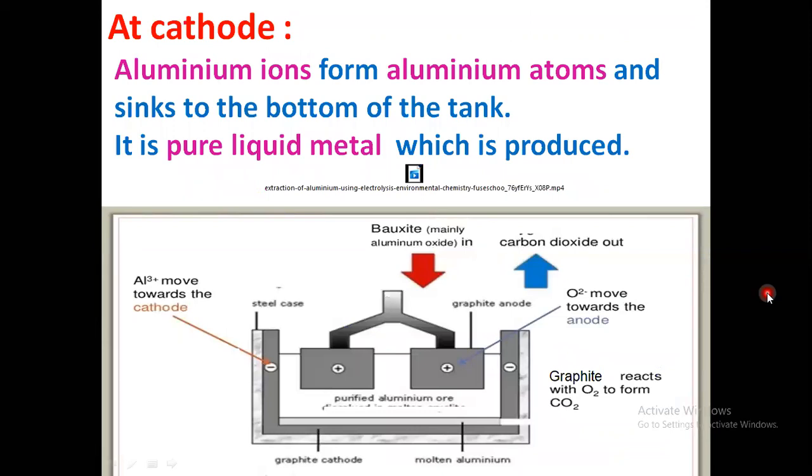Now let's see what happens at the cathode, right? As I have told you, after passing electricity through this molten aluminium oxide dissolved in cryolite, aluminium ions from the aluminium oxide will be attracted towards the cathode. Clear? And they form pure aluminium atoms, which sink to the bottom of the tank here, right? It is basically pure liquid metal which is produced at this step, which is collected as pure aluminium metal. Aluminium sinks because it is more dense. Clear? So in this way, we get pure aluminium through electrolysis.